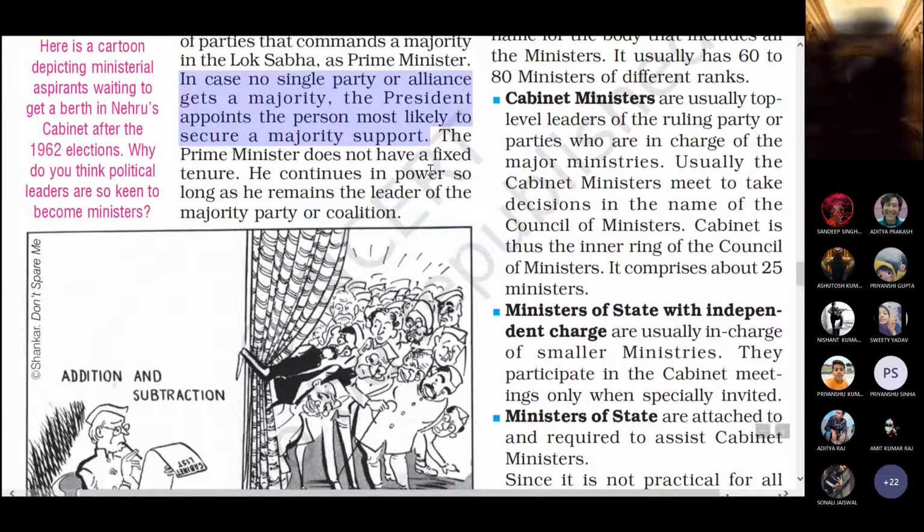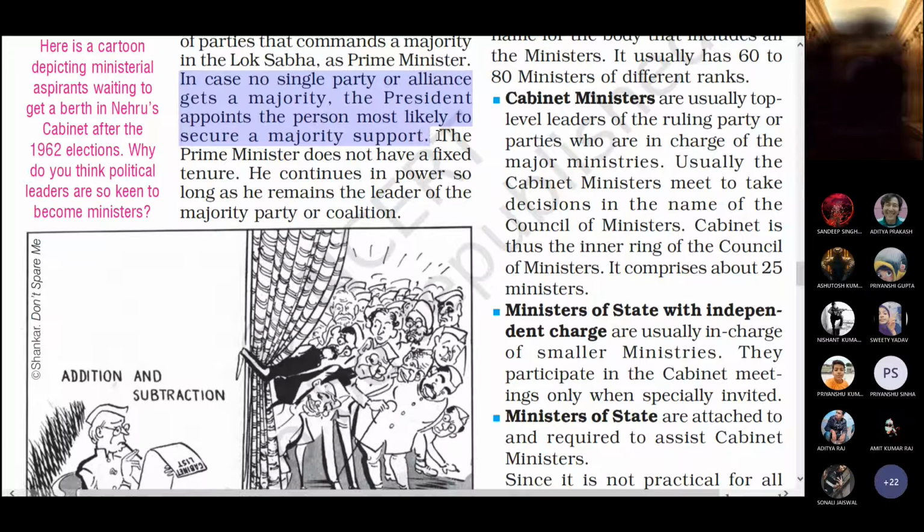इसका मतलब क्या है? मान लो किसी को भी मेजॉरिटी नहीं मिलता है, no political party gets a majority, even no coalition is getting a majority in the elections, then president खुद से then he will select a person जिसको majority support मिल सकता है, who can get majority votes of people in the Lok Sabha.